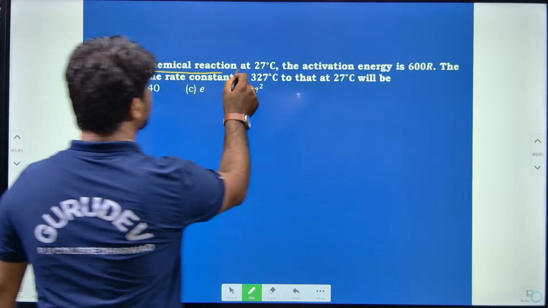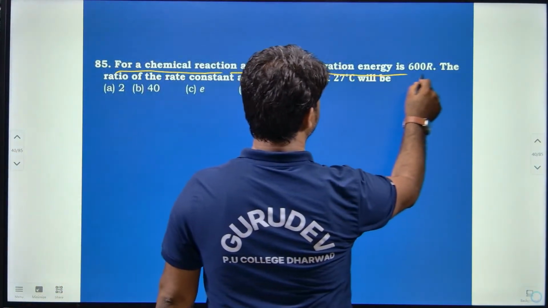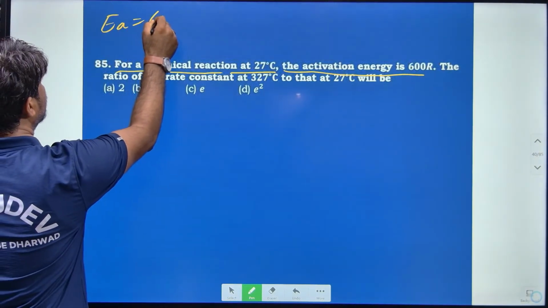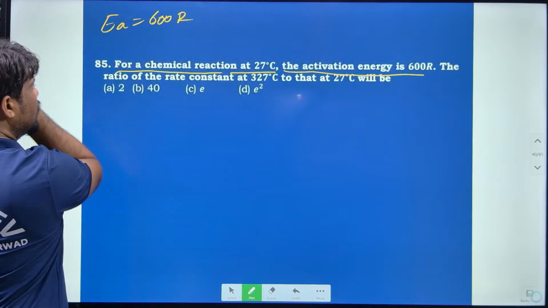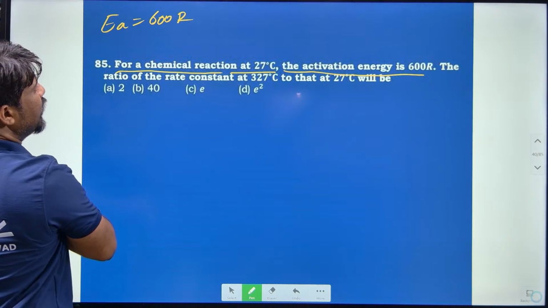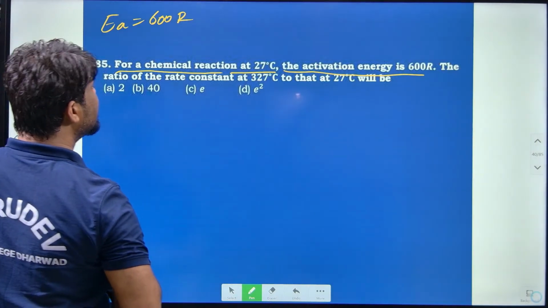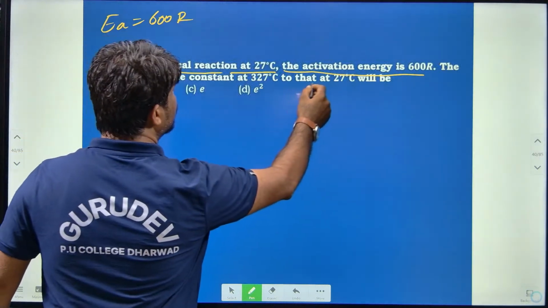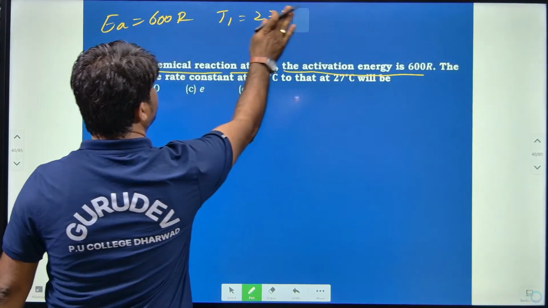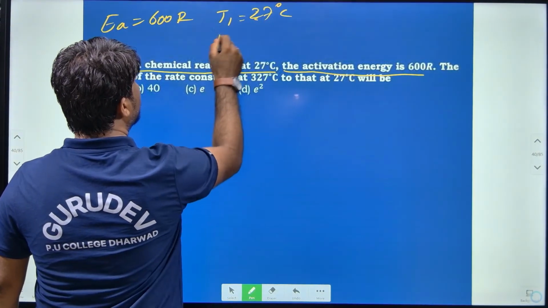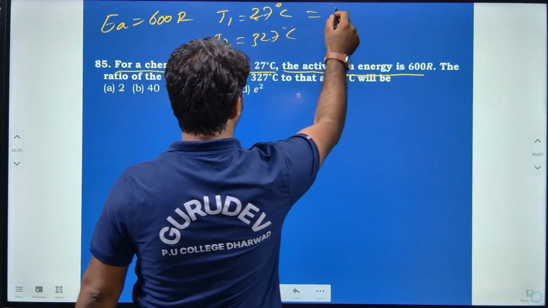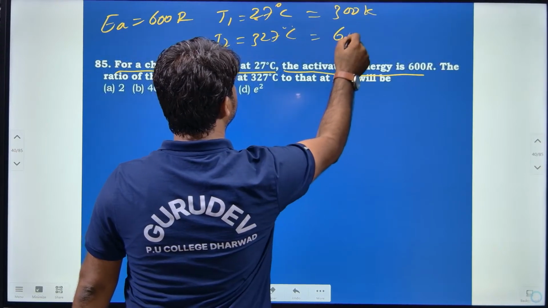For the chemical reaction at 27 degrees Celsius, the activation energy is 600 R. I am going to write the given data. Activation energy is equal to 600 R. The ratio of the rate constant at 327 degrees Celsius to that of 27 degrees Celsius: T1 is equal to 27 degrees Celsius and T2 is equal to 327 degrees Celsius. On conversion into Kelvin, it is 300 Kelvin and 600 Kelvin.